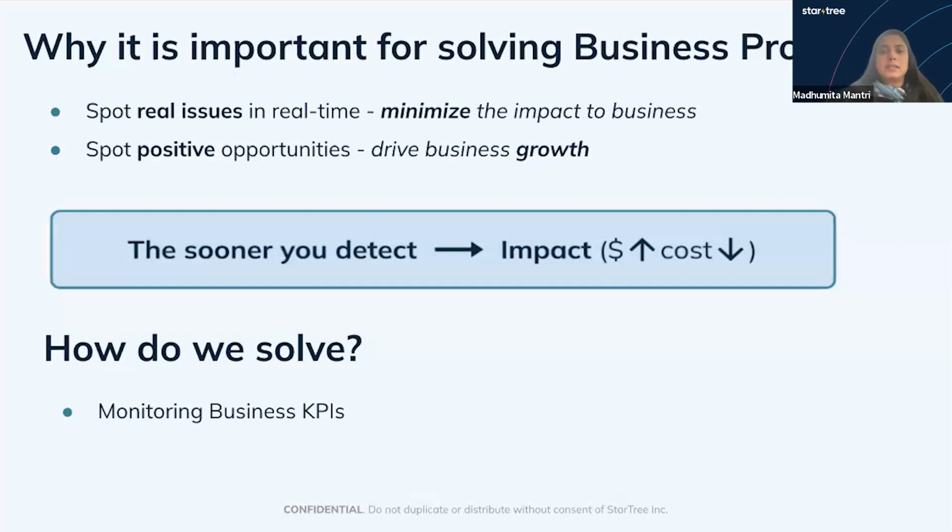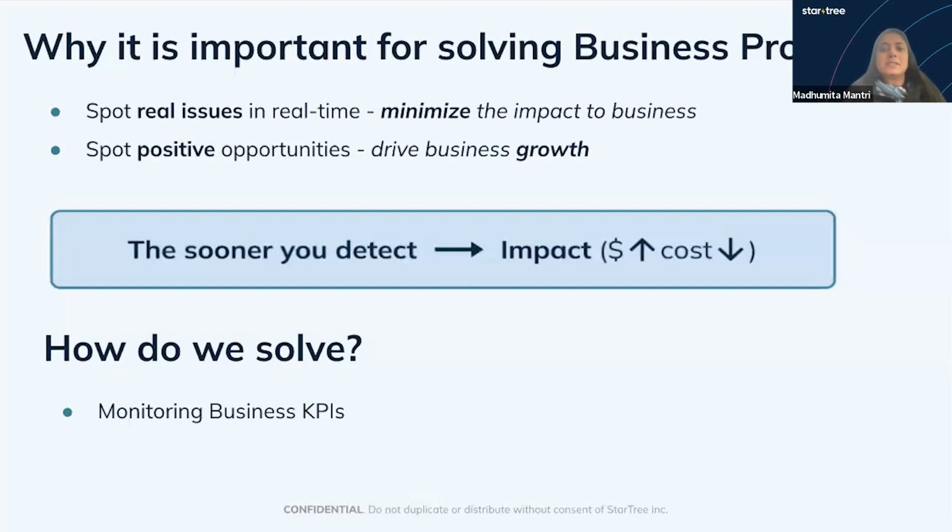And the sooner you detect, the larger will be the impact and the lower will be the cost when you're trying to solve these business problems. Now, how do you solve? To do that, you obviously have to monitor some of the KPIs that indicate if it's a business problem or not. A good example is engagement. If my product is consumer facing, do I have better engagement or not? Then I will be tracking engagement metrics, and that will indicate if there are business problems or not, or if it is rightly solved or not.